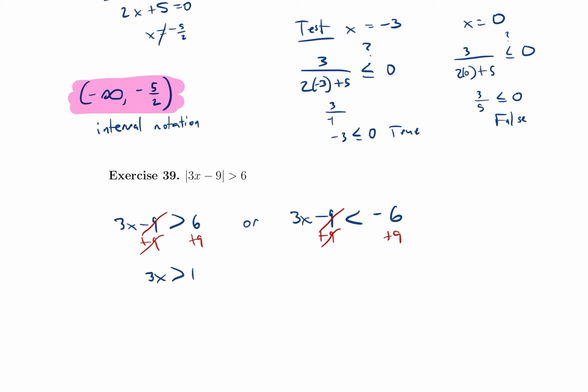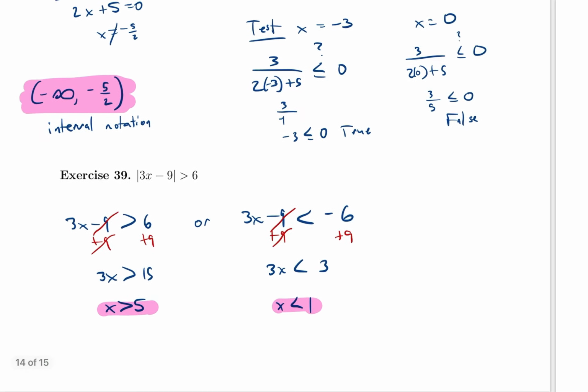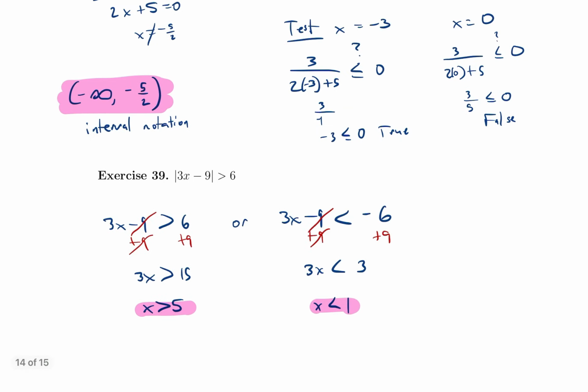So you get 3x greater than 15, x greater than 5. Over here you get 3x less than 3, x is less than 1. So now we have our two inequalities which we need to graph. If you draw a number line, 1 is less than 5. So 1 goes on the left side, 5 goes on the right side. They're both open circles.